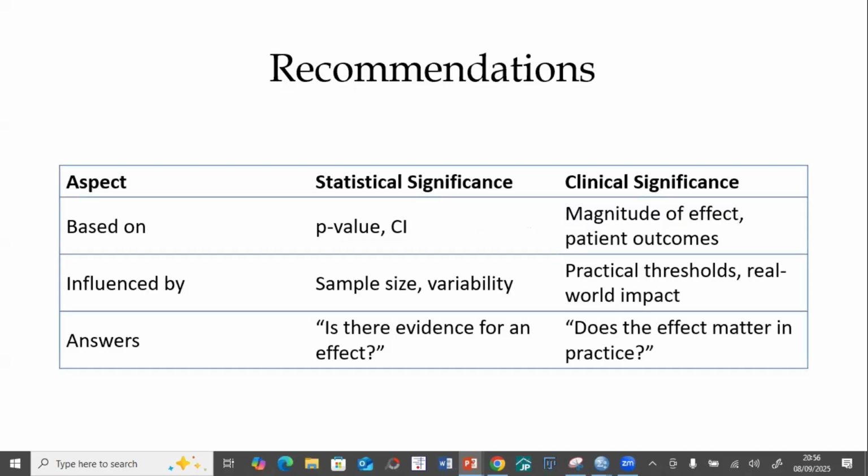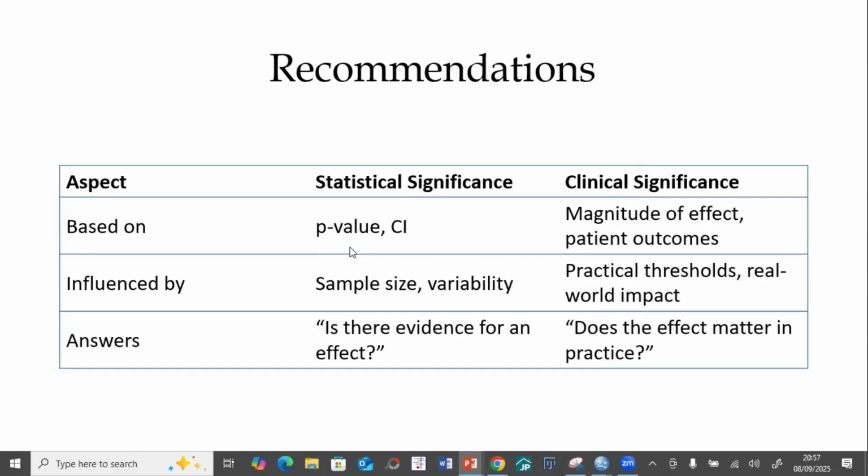And this is the whole point of statistical vis-a-vis clinical significance. Statistical significance, based on p-values and confidence intervals, is purely mathematical computation. Clinical significance looks at not only the computed effect size, but what is the meaning of that effect size in terms of practice, okay? So it looks at the real-world impact of what you're seeing. And essentially, this is what is recommended to be utilized.